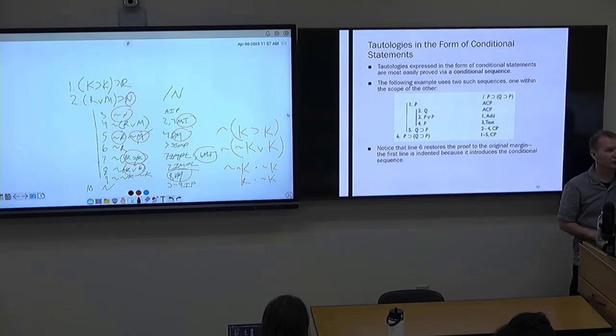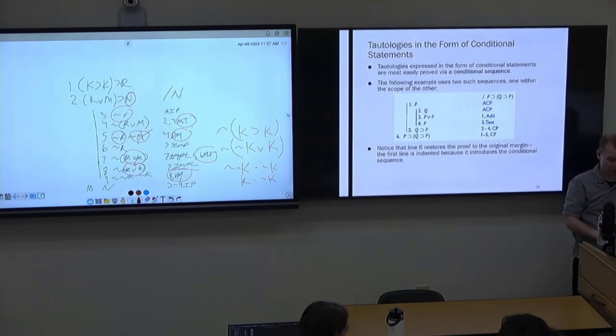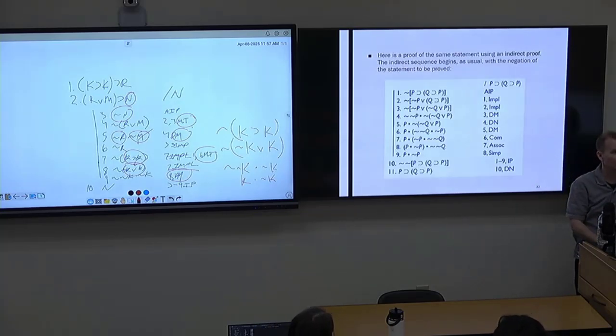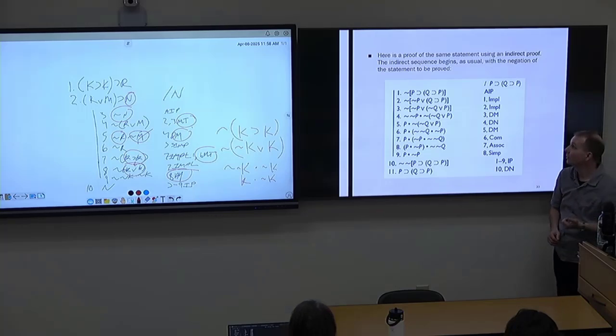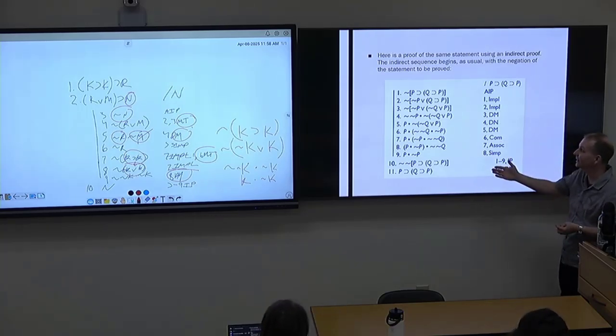So that's just repeating the same thing basically. Tautology is expressed in the form of conditional statements, most easily discharged through a conditional sequence, but if it wasn't a conditional here, you could use indirect proof. In some other situations, indirect proof. Well, here's a proof of the same statement using indirect proof. But that becomes much longer, right? And much more complicated. That's the exact same thing.